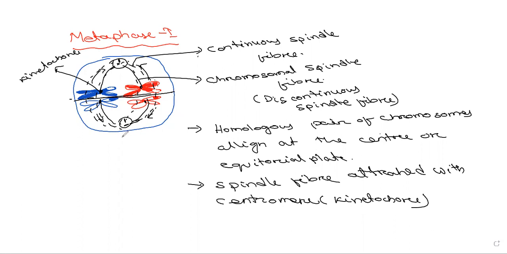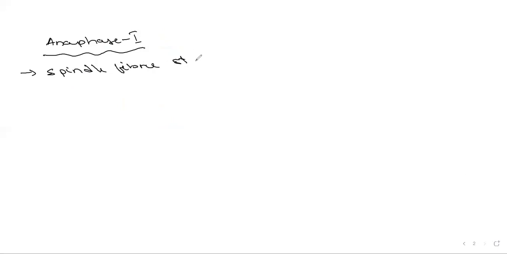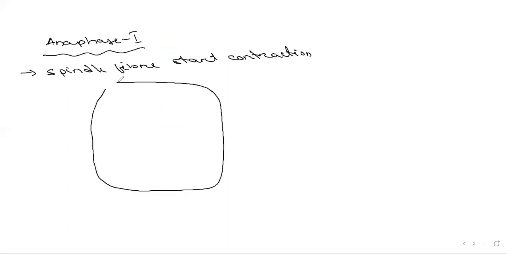Next, this is your metaphase 1, and now in the next phase, what will happen? Anaphase 1 will happen, and the spindle fiber starts contraction in this anaphase 1. Okay, the spindle fiber starts contraction in this phase, so that suppose this is the cell.